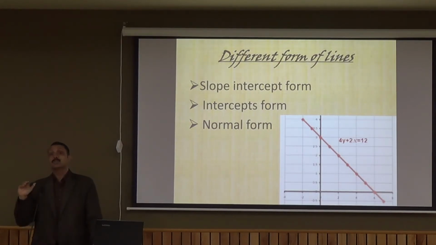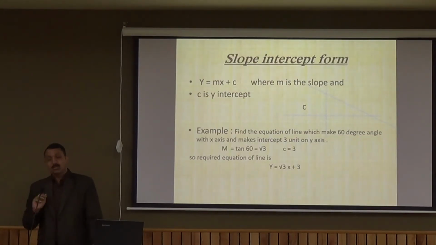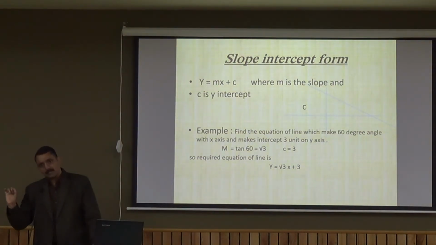Suppose we have slope-intercept form, intercept form, or normal form. So what is slope-intercept form? Slope-intercept form means y is equal to mx plus c, where m denotes the slope of the line and c denotes the intercept made by the line on the y-axis.